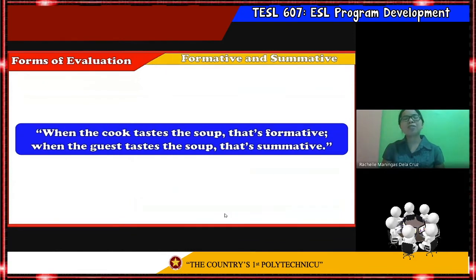So usually the cook tastes the soup while he is cooking to know what else could be improved, if the taste is good or if there's a need to improve. And of course, the guests, that's the product. They will taste now the product. So that's summative.